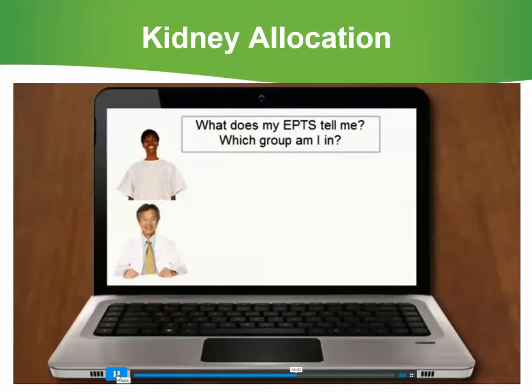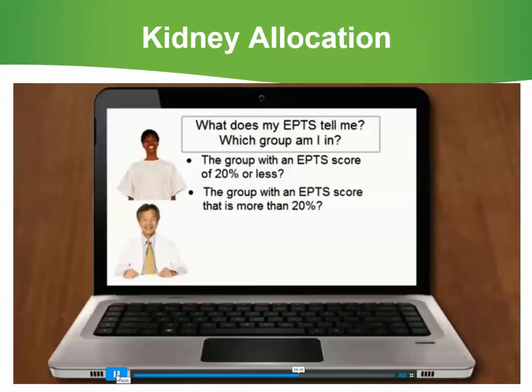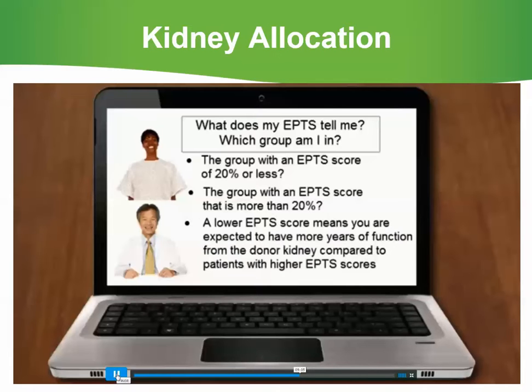Your score will tell you if you are in one of two EPTS groups. First are patients with an EPTS of 20% or less, and second are patients with an EPTS that is more than 20%. A lower EPTS score means you are expected to have more years of function from the donor kidney compared to patients with higher EPTS scores. Therefore, higher EPTS scores may have less years of function. Let me review a couple of examples.